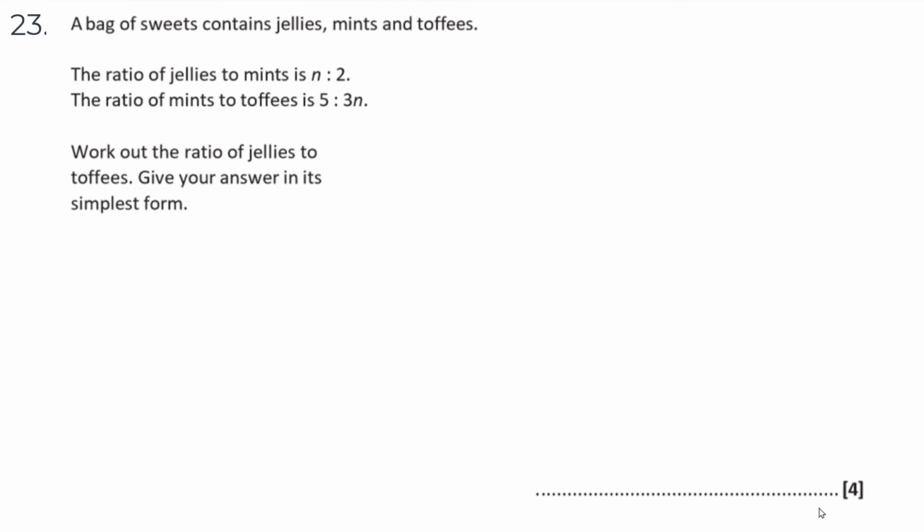The bag of sweets contains jellies, mints and toffees. The ratio of jellies to mints is n to 2. The ratio of mints to toffees is 5 to 3n. Work out the ratio of jellies to toffees. Give your answer in its simplest form.